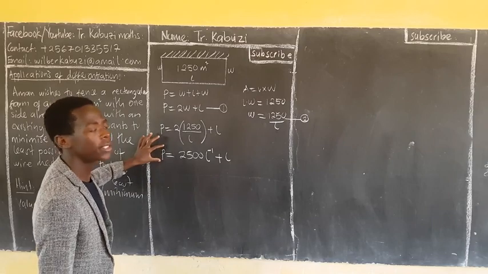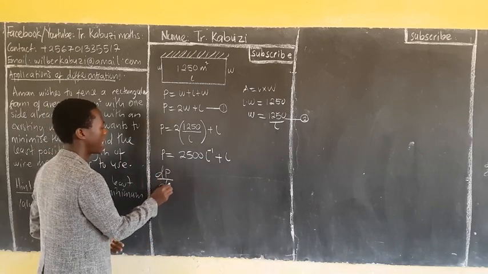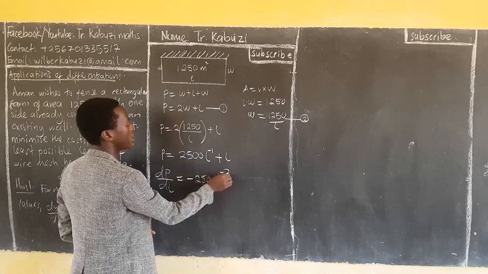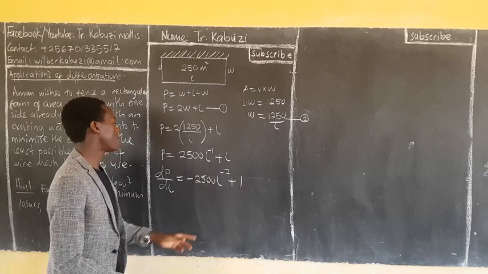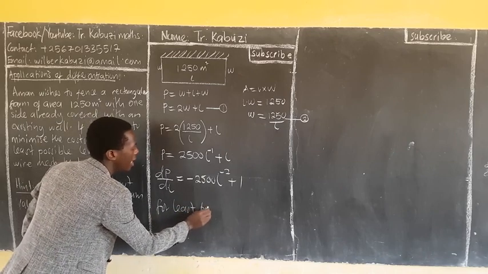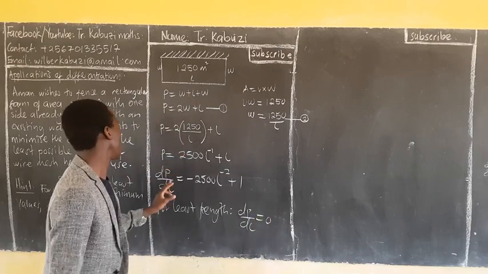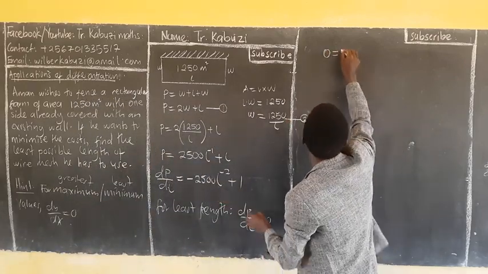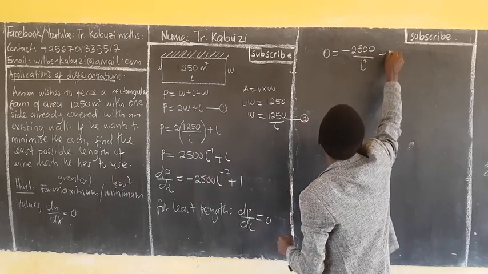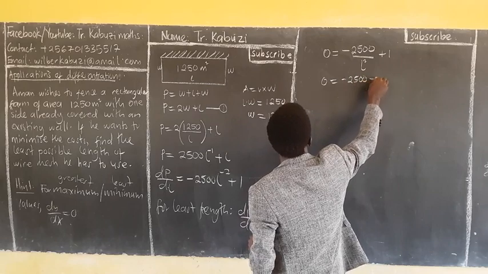Now I want the least possible, so it means I'm going to differentiate this with respect to the length, to get the least possible length. So my dP/dL will be negative 2,500 over L squared, reducing the power by 1 to 2, and when I differentiate L, I get 1. Always for the least possible length, our dP/dL should be equal to 0. So 0 equals negative 2,500 over L squared, then plus 1. Multiplying through by L squared, 0 equals negative 2,500 plus L squared.